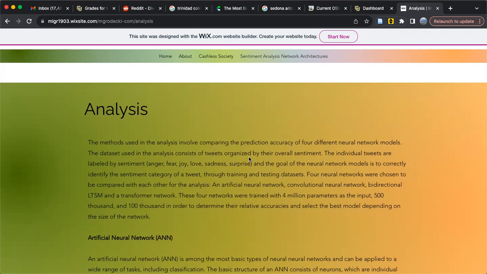So these networks were an artificial neural network, convolutional neural network, bidirectional LSTM, and a transformer network. And these 4 networks were trained at different volumes of input. So the first training involved 4 million parameters, then 500,000 and 100,000, in order to determine how these different neural networks operate at different input volumes and which network you'd want to select based on how much data you'd like to process.